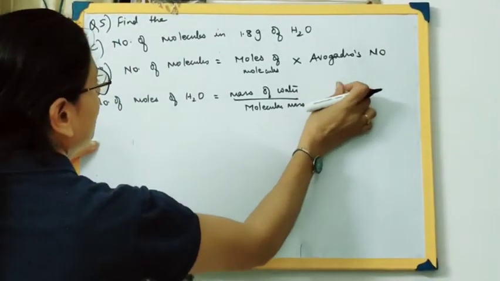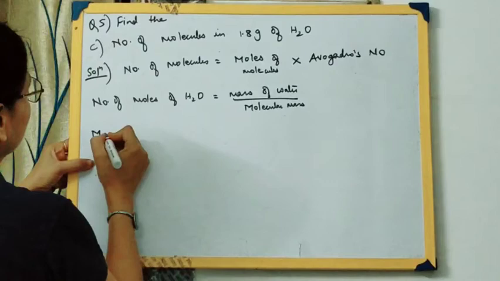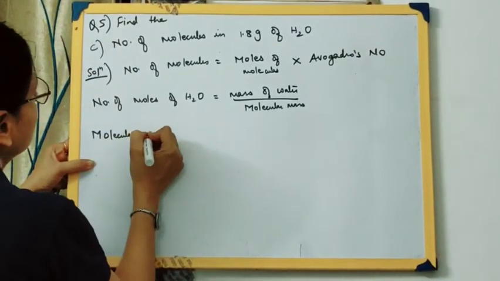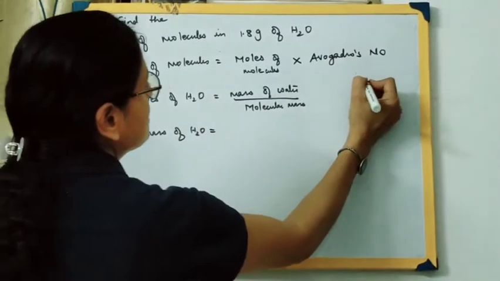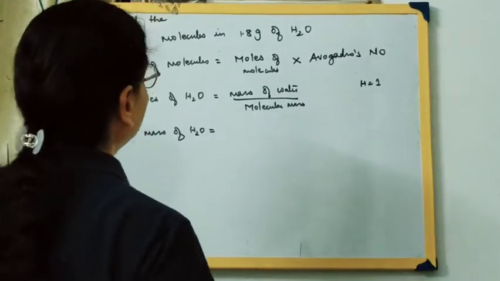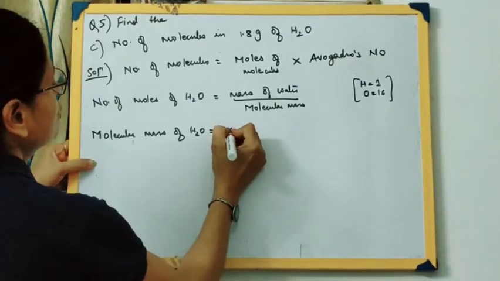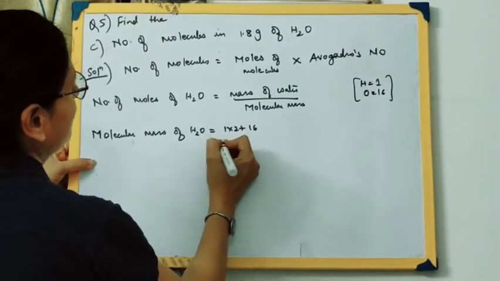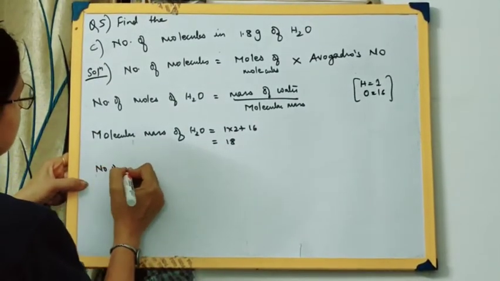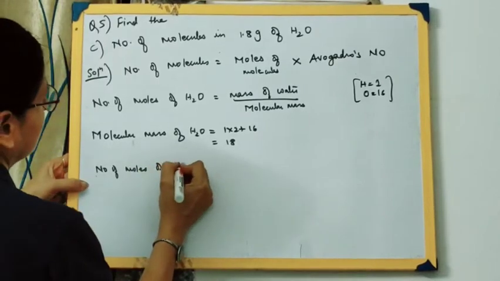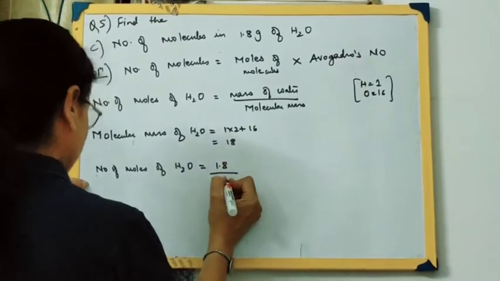Okay, I have to calculate the molecular mass now. I know it's 18, but let me show you how we get it as 18. Molecular mass of water: atomic weight of hydrogen is equal to 1, oxygen is equal to 16. So this will be 1 into 2 plus 16, that is equal to 18. So we get the number of moles of water, that is 1.8 upon this 18 over here.